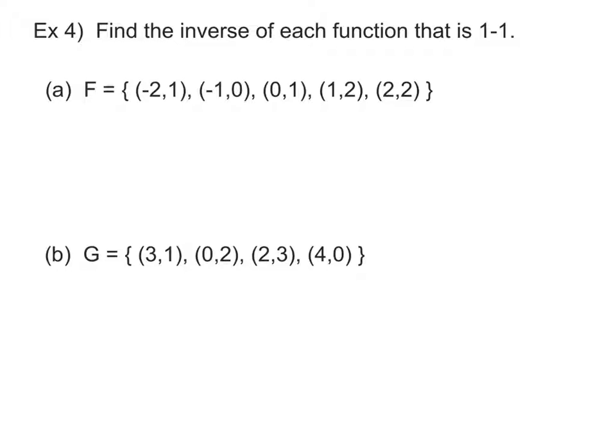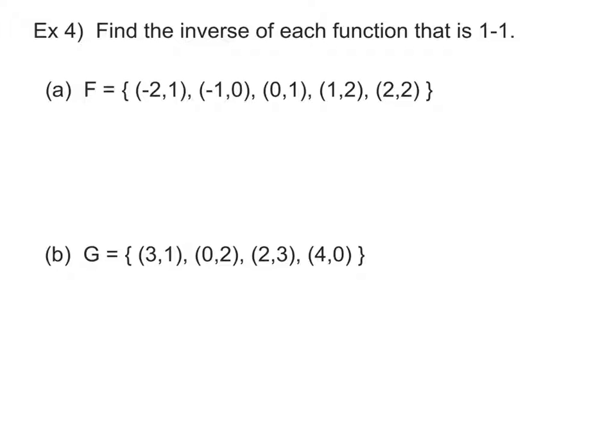Okay, so let's think back. What was the criteria in order for this to be 1-to-1? It's a function, so the x's can't repeat. Good. And specifically, what else cannot repeat because it is 1-to-1? The y's. Good. So neither the x's or the y's can repeat. So let's take a look.